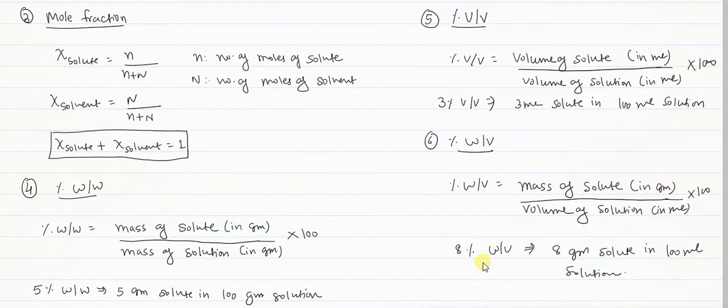Now again, how to interpret this unit is, let's say you have 8% W by V solution. So that means that in 100 ml solution there is 8 gram of solute present. So if you have 200 ml solution, you will have 16 gram of solute. This particular unit normally is used when you have a solid solute and a liquid solvent.